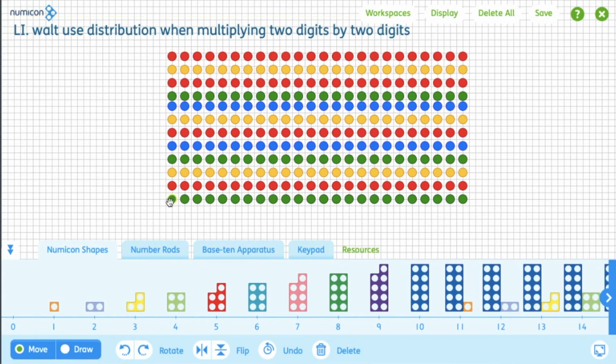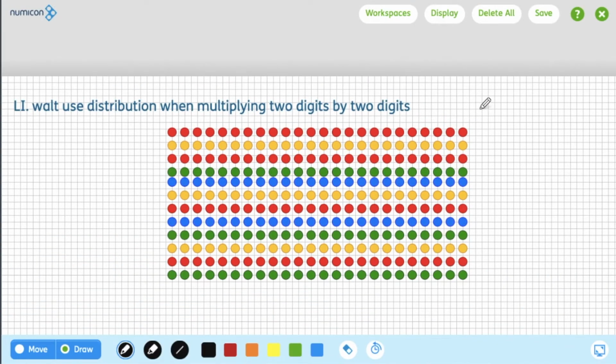Okay, so if I have an array here, it is enormous. So I have 1, 2, 3, 4, 5, 6, 7, 8, 9, 10, 11, 12, 13, 14, 15, 16, 17, 18, 19, 20, 21, 22, 23, 24. So I've got 24 across, which is quite a lot. Okay. And let's see how many down I have. 1, 2, 3, 4, 5, 6, 7, 8, 9, 10, 11, 12. Okay, so I have 12 down. So what I have as my multiplying sentence is 24 times 12.